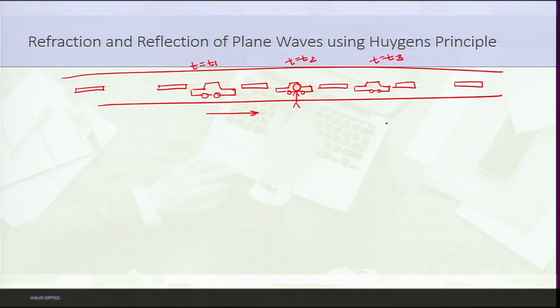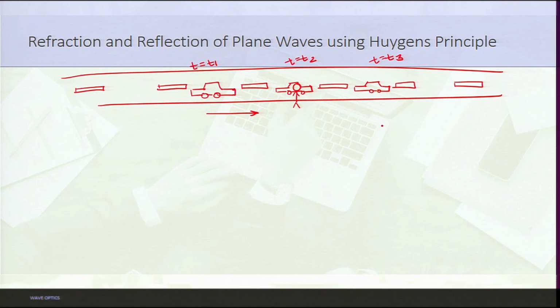So, the pitch just before, at time t is equal to t1, will be very high. As the source becomes near to you, that is the base, it will be the same as the car's horn. When the source is moving away from the observer, the pitch will be lower. So, this was the complete example of Doppler effect.